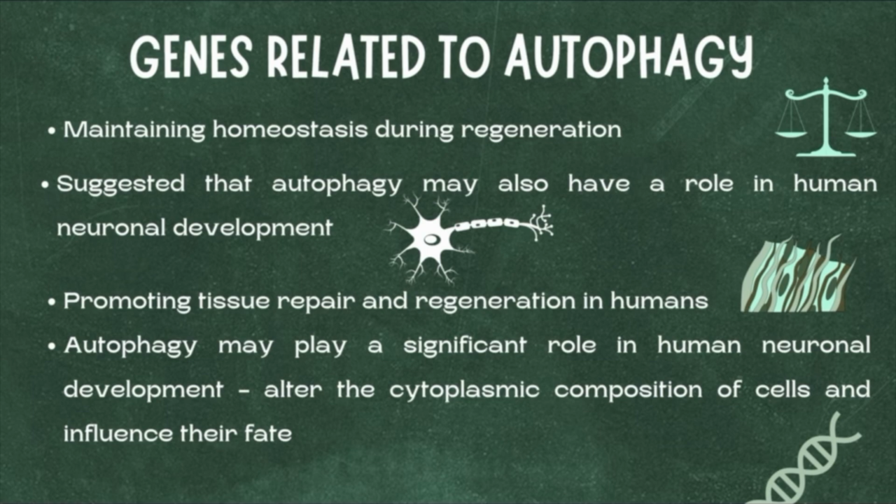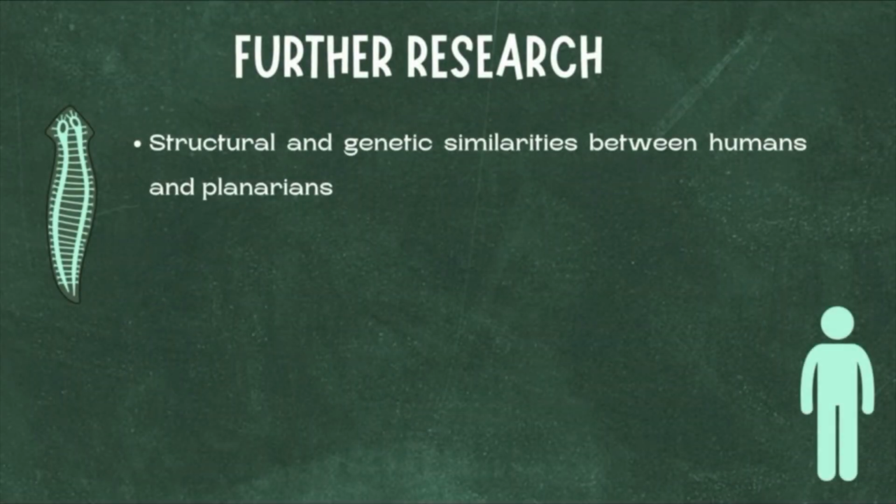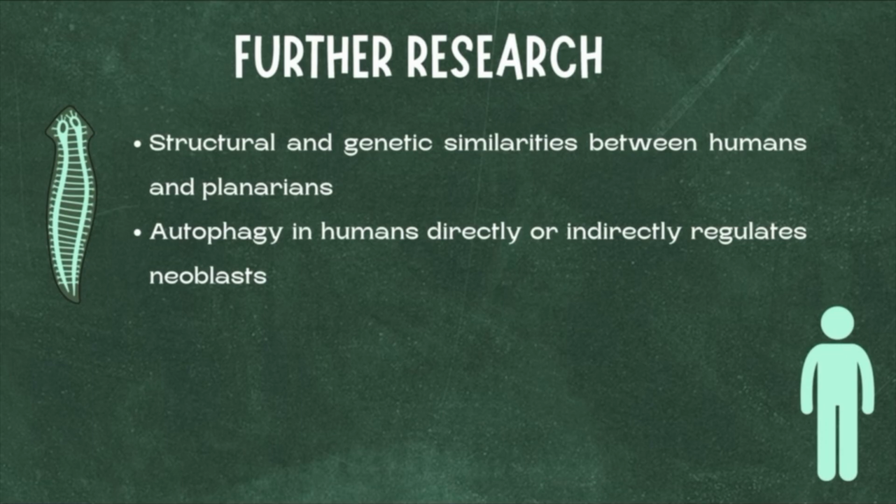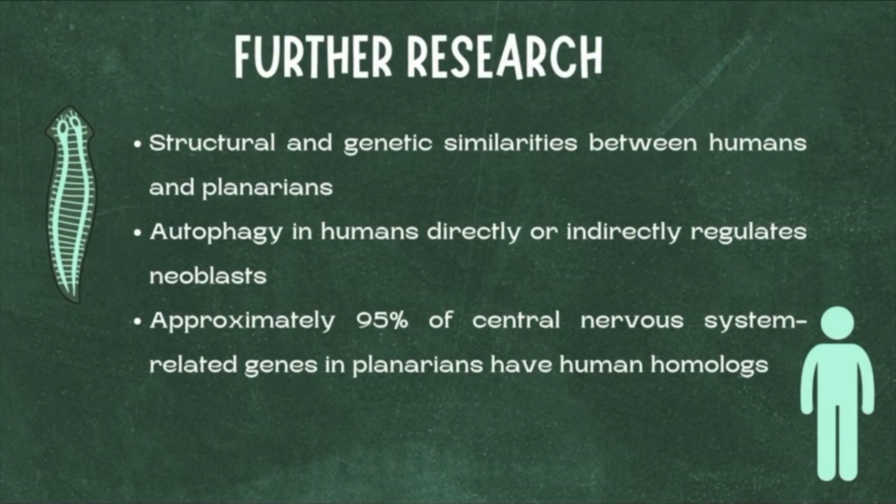The big question here is whether autophagy in humans directly or indirectly regulates neoblasts, the remarkable cells responsible for Planarian regeneration. This is an area where further research is essential. One reason to explore this connection further is the striking structural and genetic similarities between humans and Planarians. Both species share a central nervous system structure, neurotransmitters, and neuronal cells. In fact, approximately 95% of the central nervous system-related genes in Planarians have human homologs. This suggests a potentially close link between their regenerative mechanisms and our own.